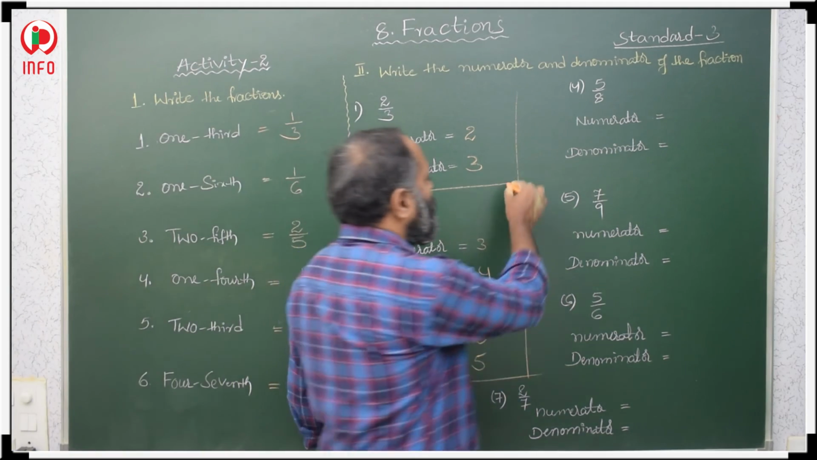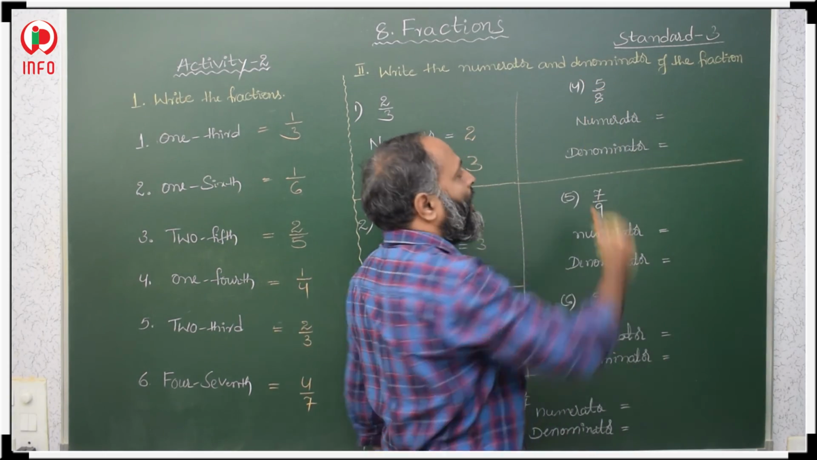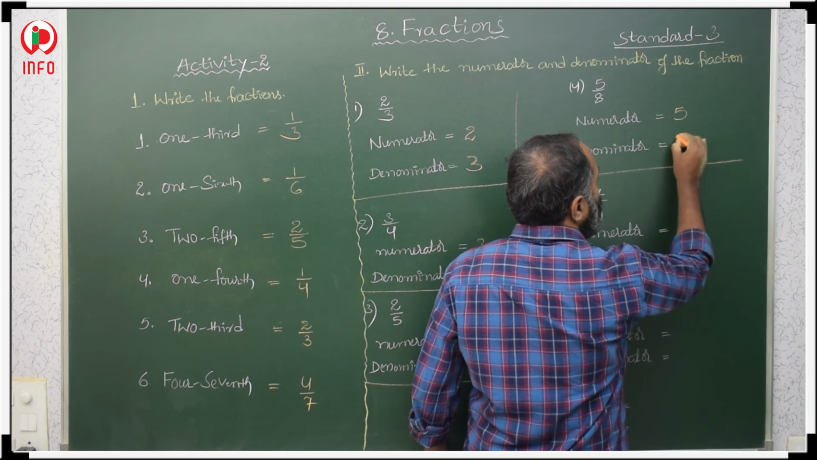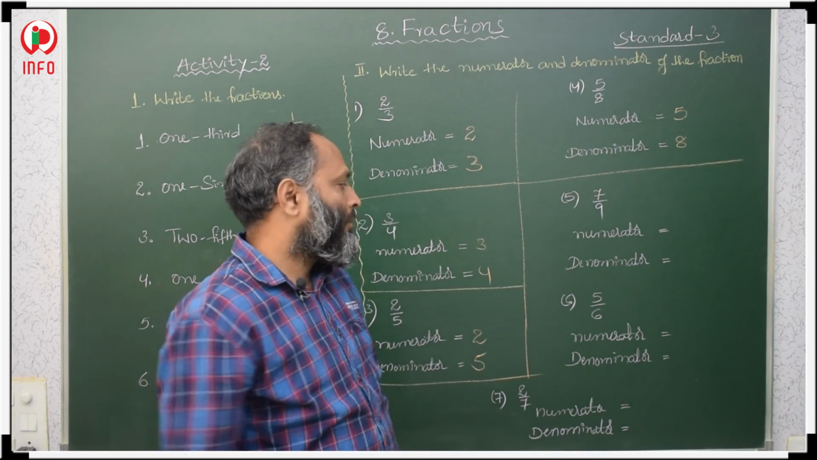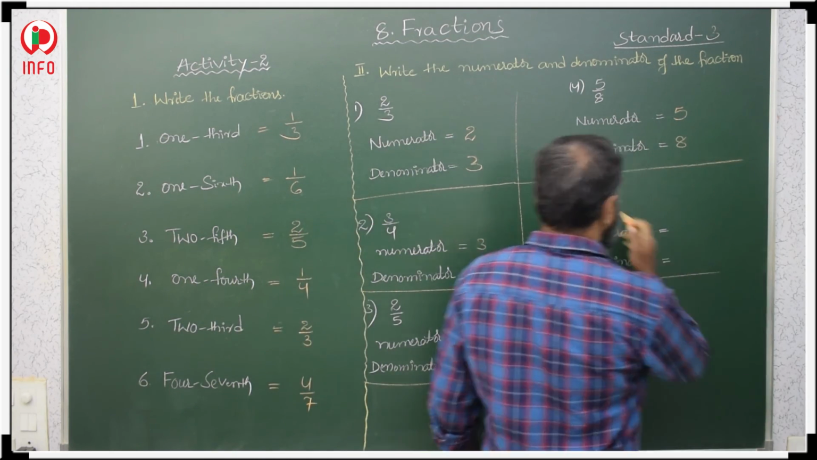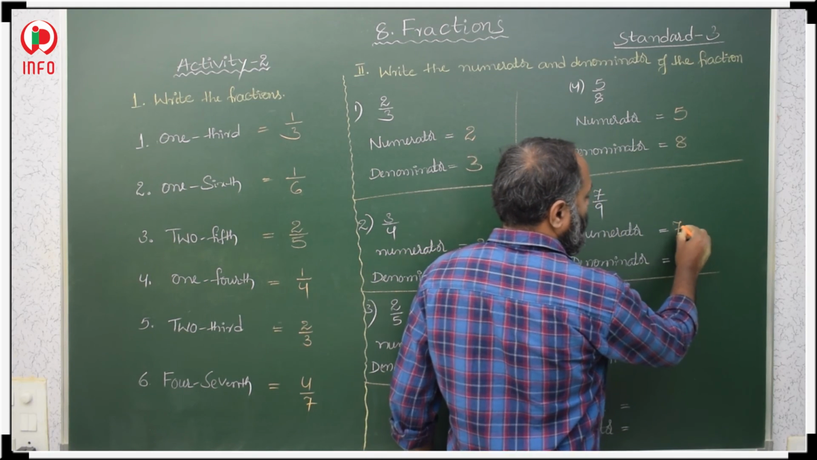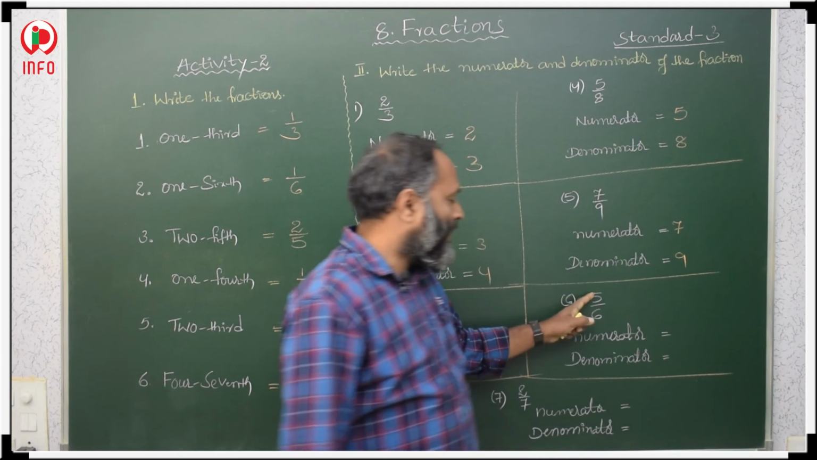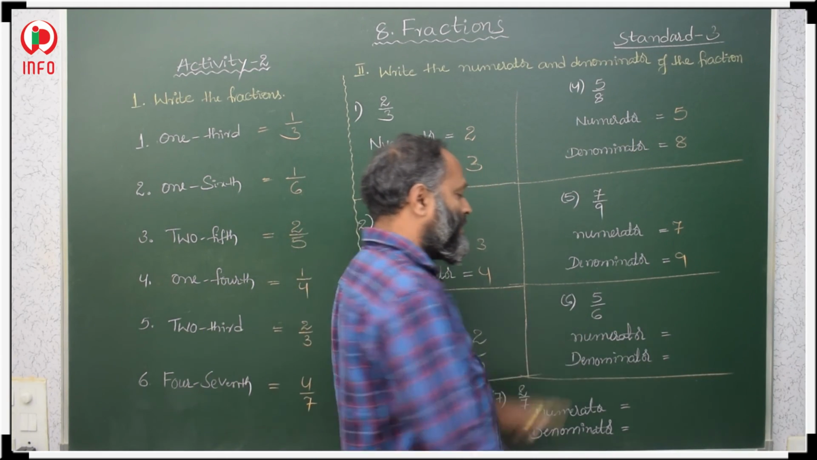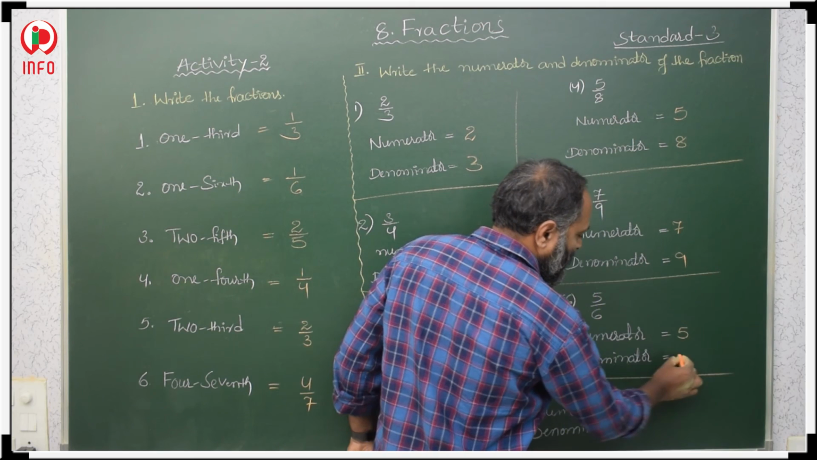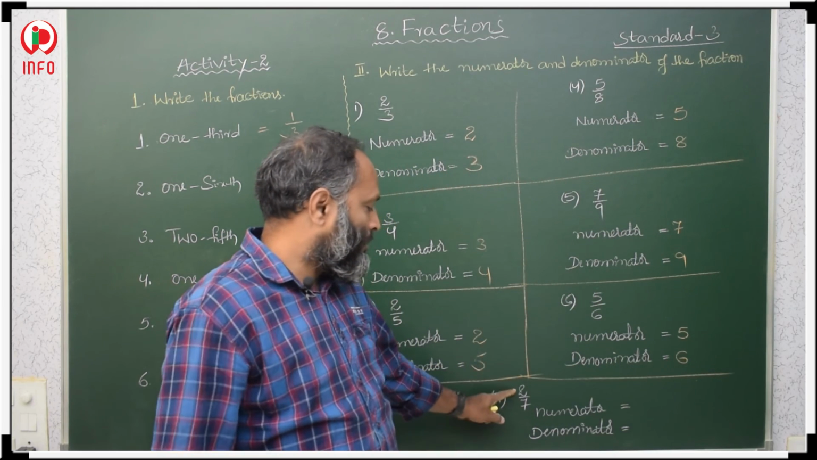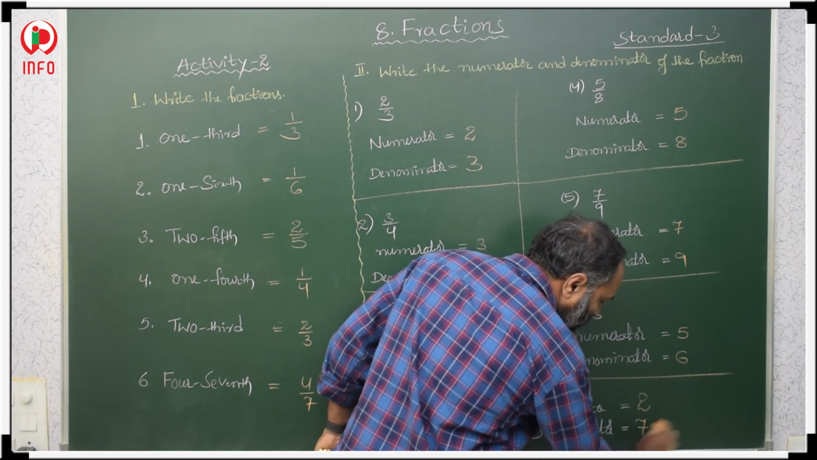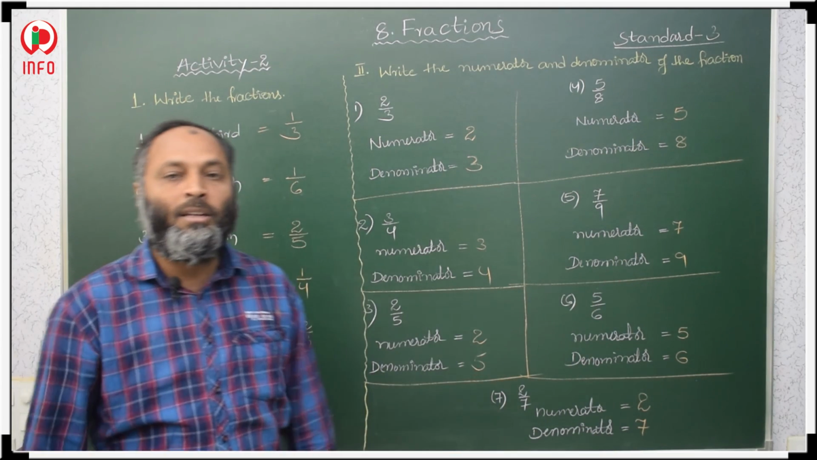Next, 5 by 8. In 5 by 8, 5 is the numerator, 8 is the denominator. Next, in 7 by 9, 7 is the numerator and 9 is the denominator. Next, 5 by 6, the numerator is 5 and the denominator is 6. 2 by 7, the numerator is 2, the denominator is 7. In this way, we have to write numerators and denominators. Okay.